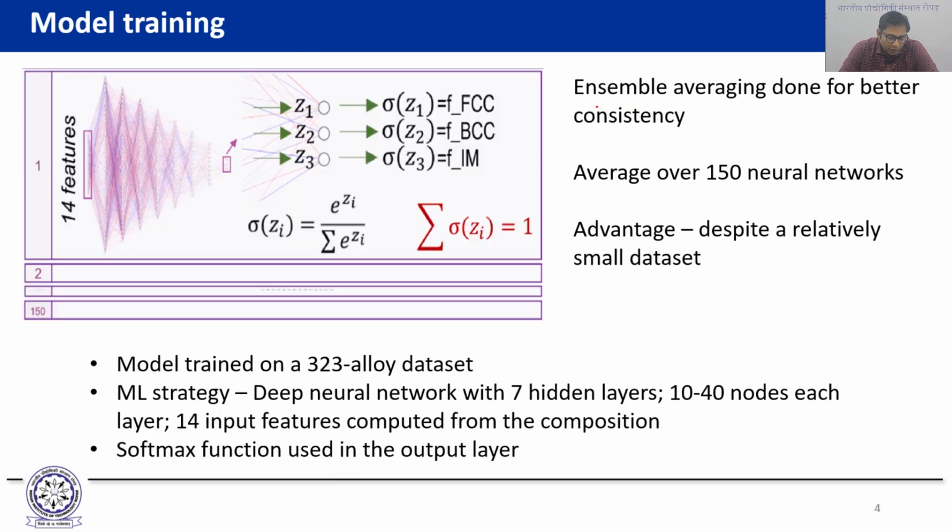Now, this model has to be trained, and when I say that the model has to be trained, it means that this neural network will need to have an input layer, and this input layer has the 14 features that we have already discussed. And then after that, we have a very deep neural network where you have multiple hidden layers, and as you go from one layer to the next, the number of neurons is progressively decreased. In this particular case, the number of nodes in each of the hidden layers varied between 10 and 40. So it's 10 in the last layer, 40 in the first layer, and we had a total of 7 hidden layers.